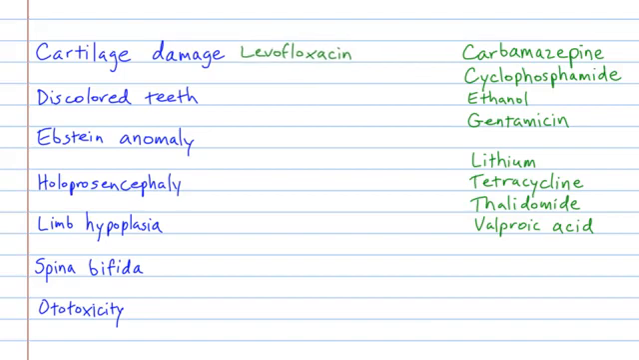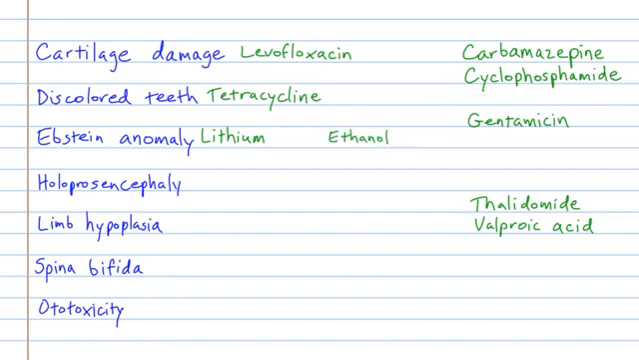Cartilage damage pairs with levofloxacin. Remember, fluoroquinolones hurt the bones. Discolored teeth pairs with tetracyclines. Ebstein anomaly, the cardiac anomaly where the tricuspid valve is displaced downward into the right ventricle so that the right ventricle is hypoplastic and the right atrium is abnormally large, is associated with use of lithium. Holoprosencephaly, where the brain hemispheres don't separate, can be associated with maternal ethanol use.